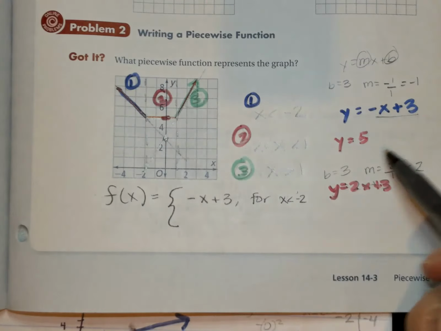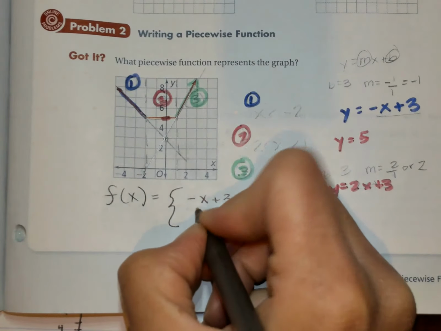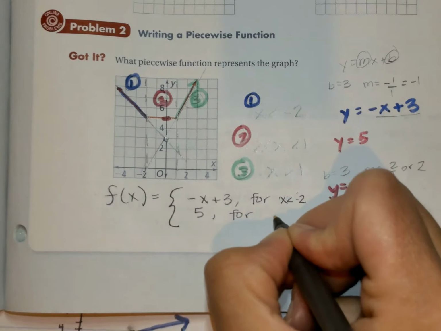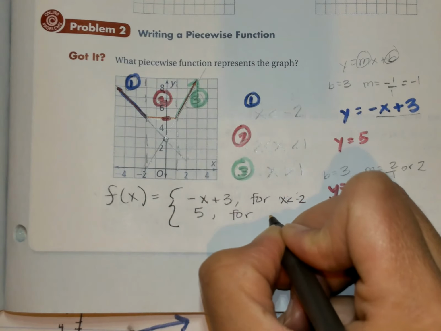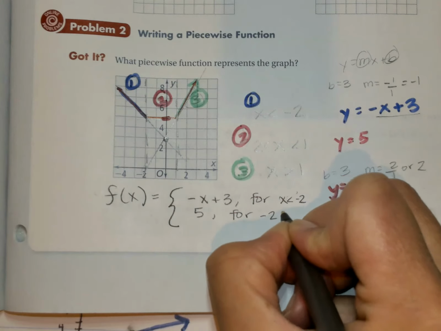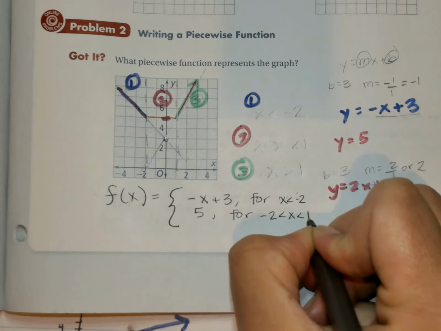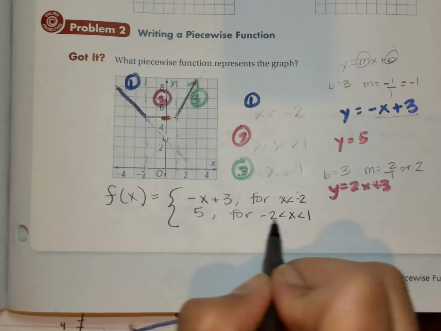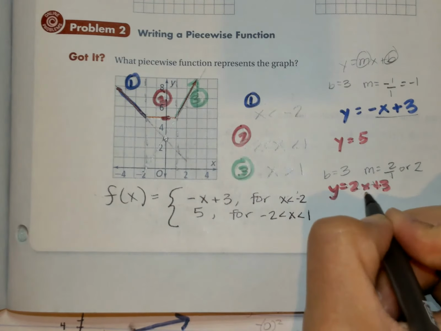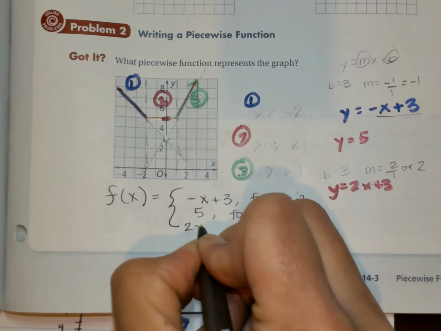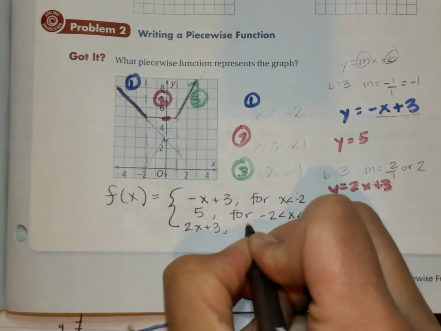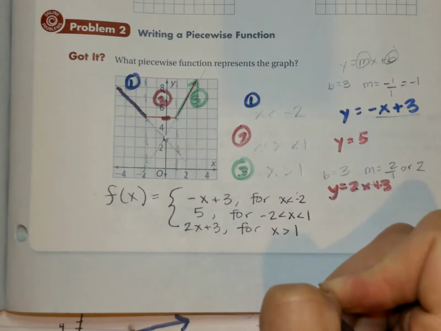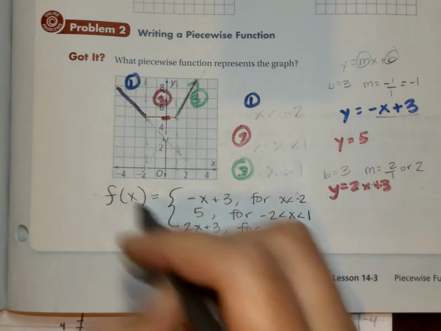And then my next one is right here, y equals 5. So I guess you just write 5 for negative 2 is less than x is less than 1. So the more we do this, you'll get the hang of how to write the domain. And then the last one, y equals 2x plus 3. So I'm just going to write 2x plus 3 for x is greater than 1. Okay, and that's pretty much it.